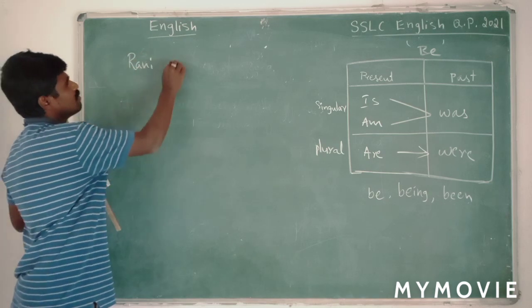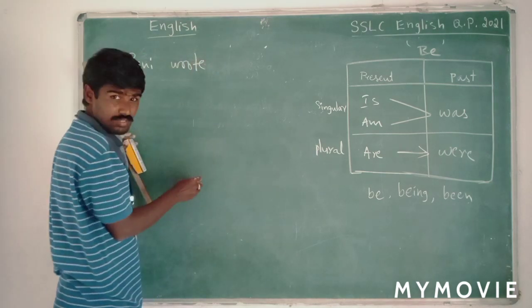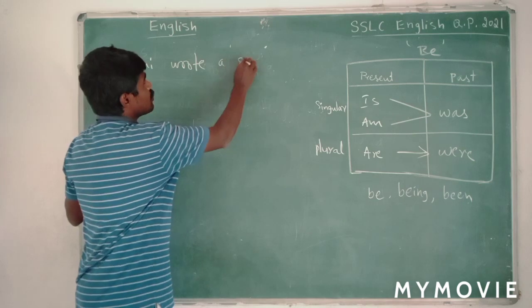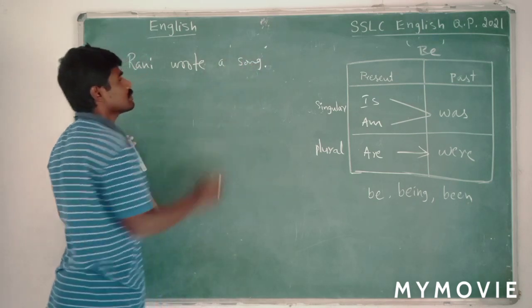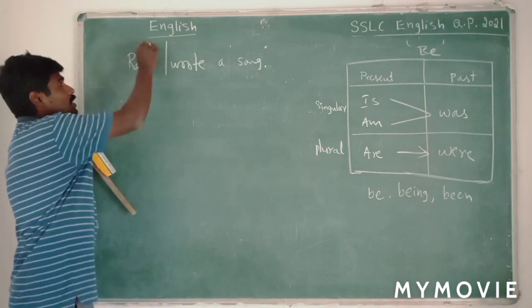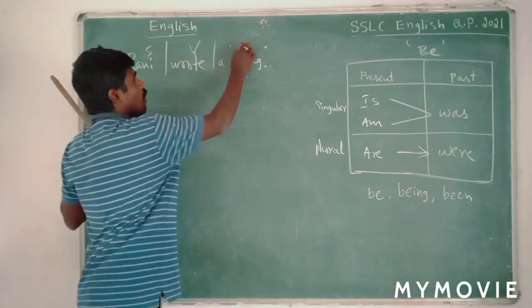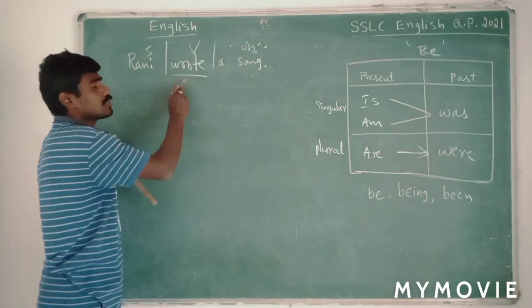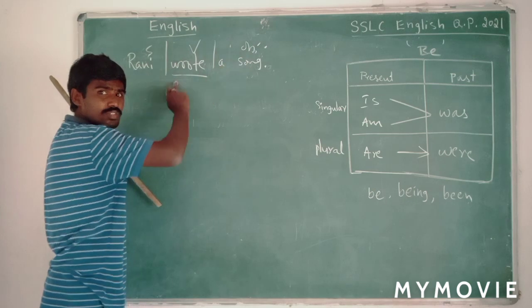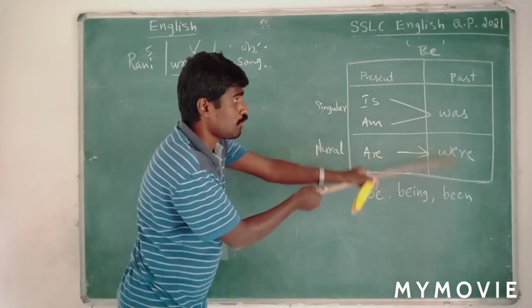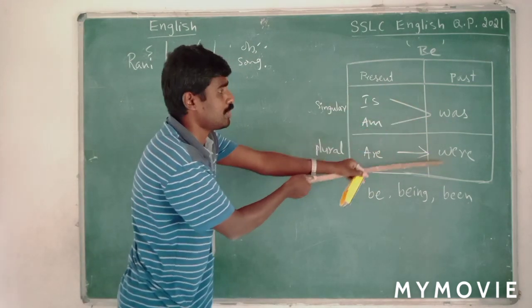Rani wrote a song. Now subject, verb, object, tense: wrote, past tense. Past tense means past be verbs. Was, were. Past tense means past be verbs.